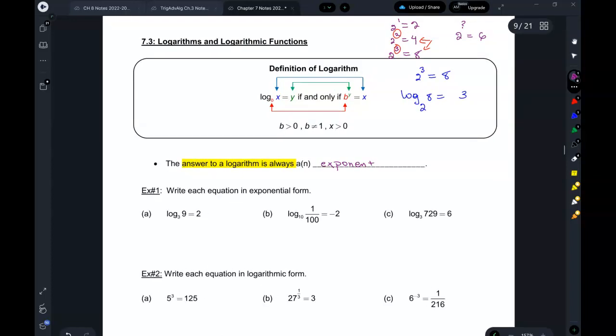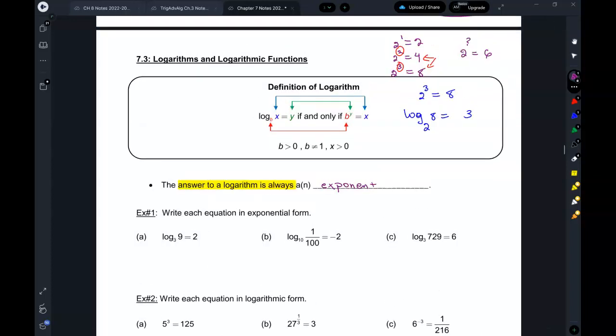Okay? So now, let's look more at what powers look like. So take a look at this one. b to the y is equal to x. b is the base, right? And y is the exponent. So when I write it in terms of a logarithm, it's log base b, that's the base, of x equals y. That is always the exponent. So the logarithm always equals a what? Exponent. Okay, so, all right.